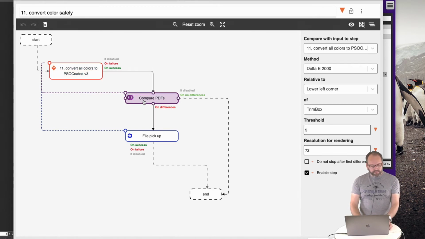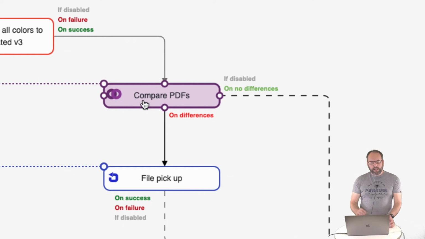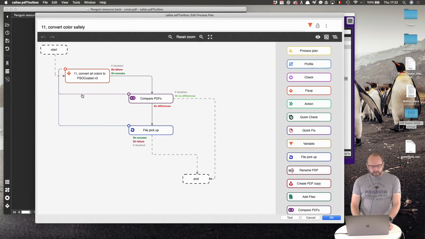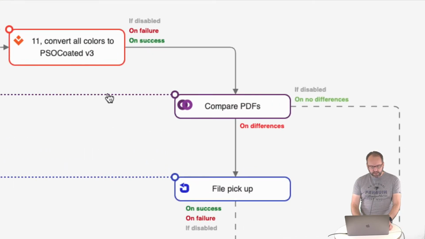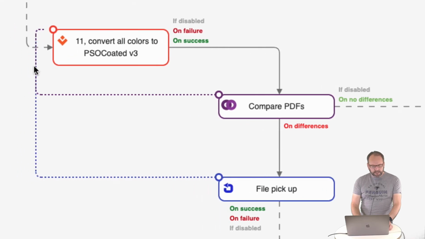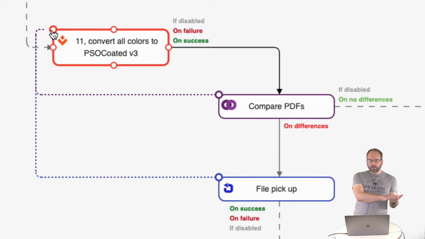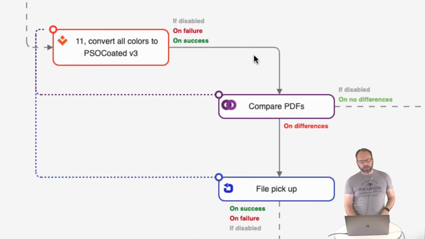And then after that, there is a compare PDF. And this compare PDF needs two PDF files to compare. Where it gets them from is the first PDF file comes in through the normal connector. And then the second PDF file comes in through this alternative connector that you have here, the one that has these dashed lines, and that goes back to the color conversion. So it takes the file before the color conversion and it compares it to the file after color conversion. And that's exactly what we want to compare.